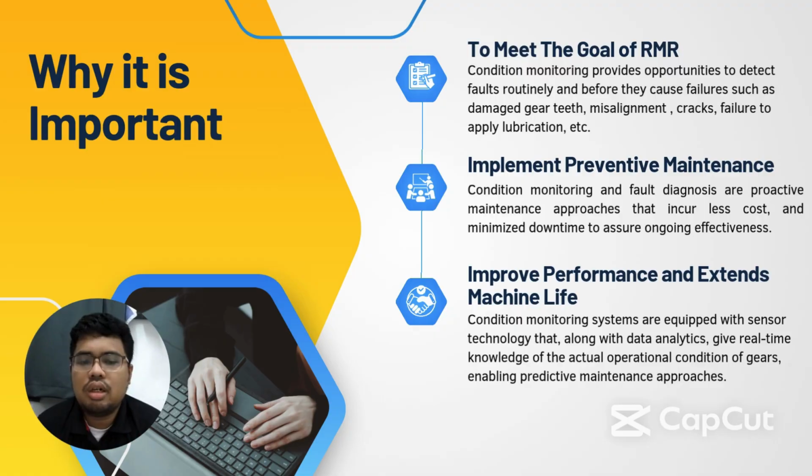Next is improved performance and extended machine life. Condition monitoring systems are equipped with sensor technology that, along with data analytics, gives real-time knowledge of the actual operating condition of gear, enabling a predictive maintenance approach. So instead of preventive, we also have predictive maintenance, which is condition-based maintenance, which detects the real-time condition of a certain component, and if there is an expected failure, we will change it to meet our goal of RMR.